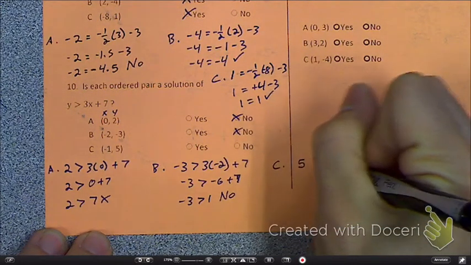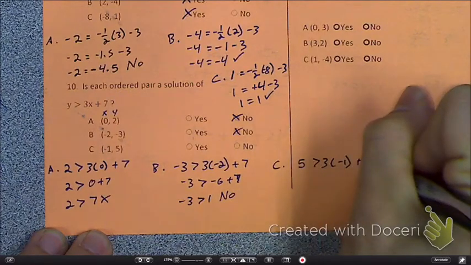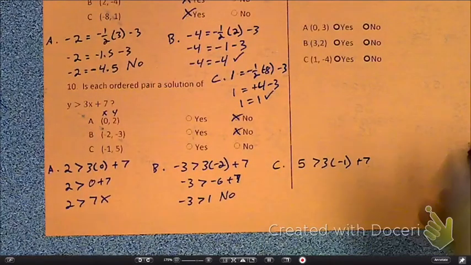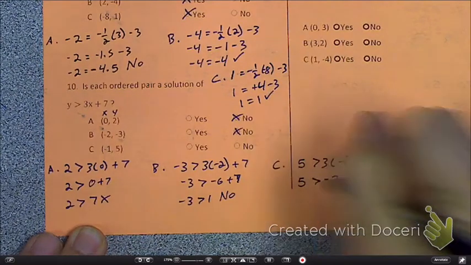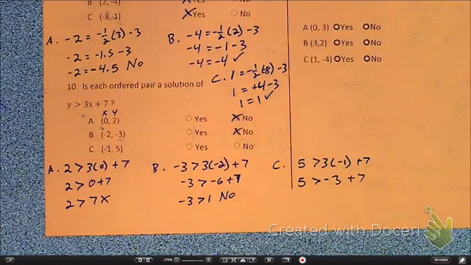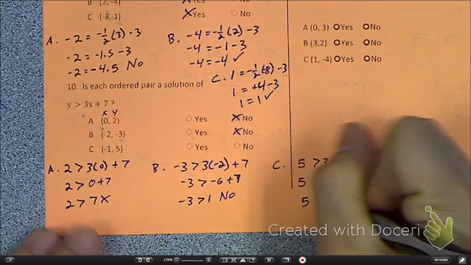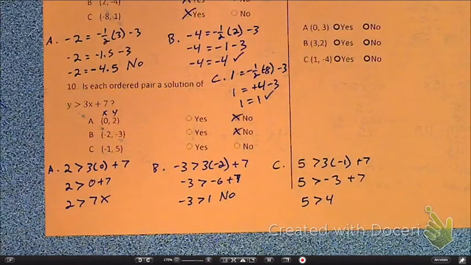5 is greater than 3 times a negative 1 plus 7. What is negative 3 plus 7? Positive 4. Is 5 greater than 4? Yeah.